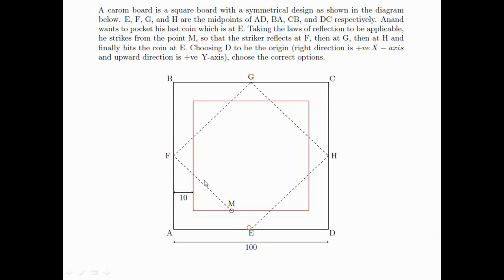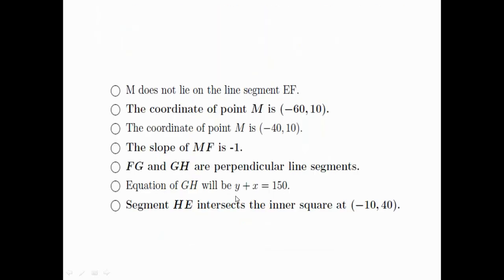Anand wants to pocket his last point, which is at E. Taking the laws of reflection to be applicable, he strikes from the point M so that the striker reflects at F, G, H and E. Choosing D to be origin, you have to choose the correct options. So these are the options given.